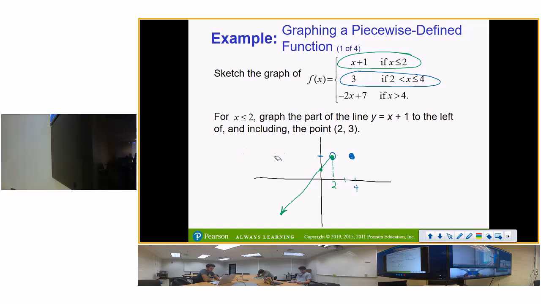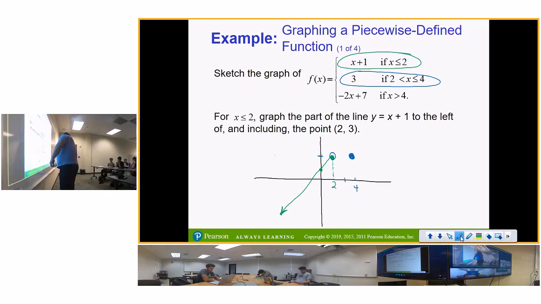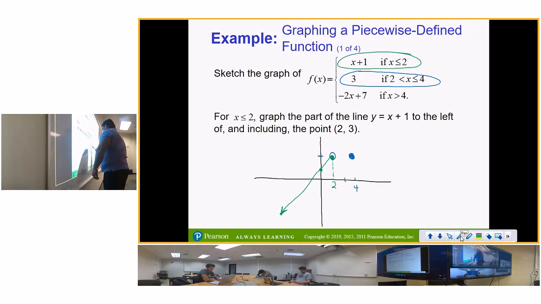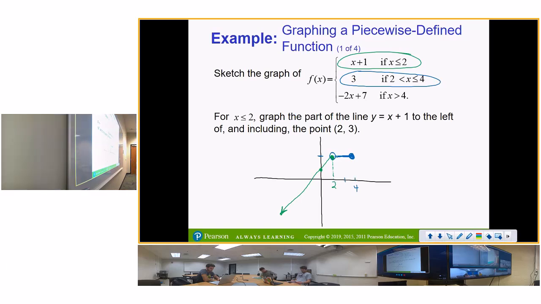Like I said, I don't know. Maybe it's because I'm using it on this PowerPoint. Maybe that's why it's doing it. I plug in 2. When you plug in 2, you get 3, right? So that is the same point. It should be.